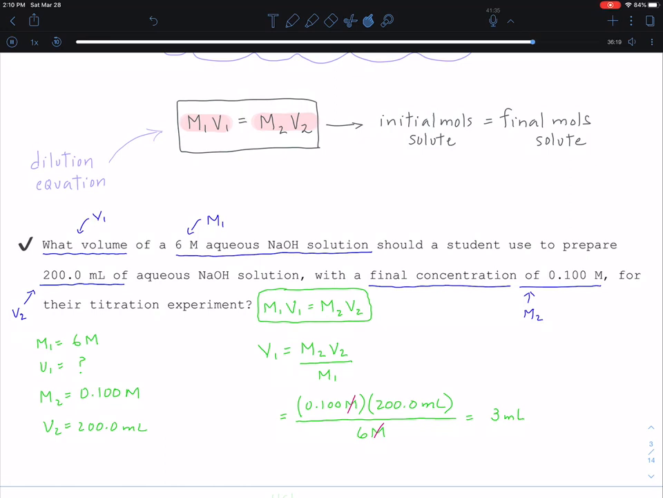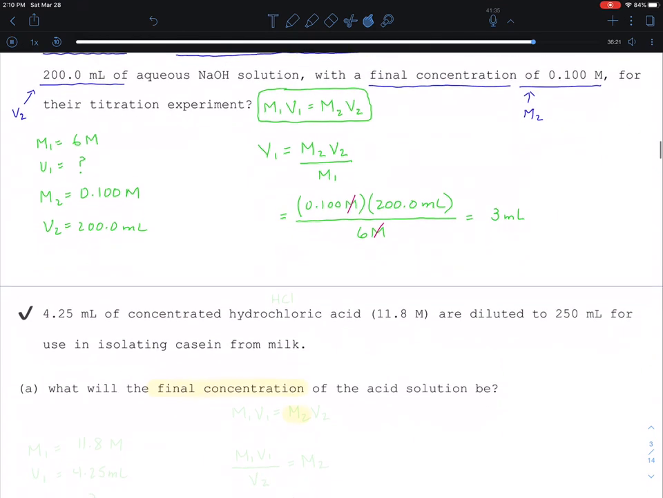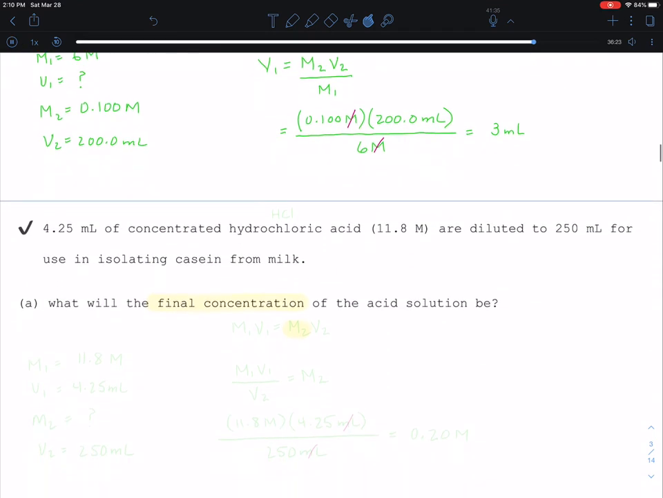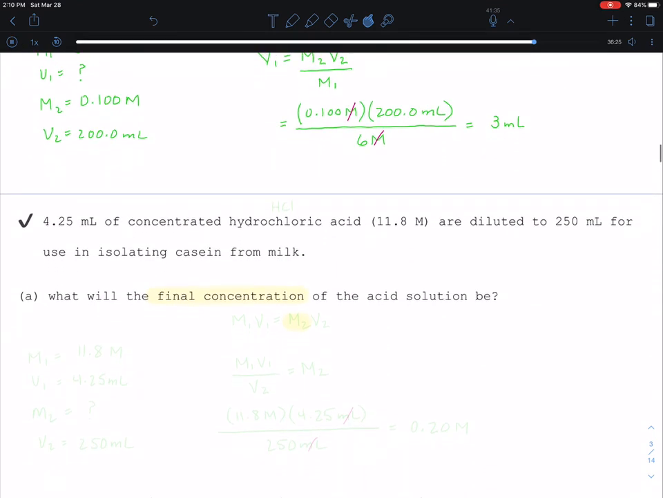Okay, let's try another one. So we've got a 4.25 milliliter sample of concentrated hydrochloric acid. And so I've given you the molarity, or the concentration, of concentrated hydrochloric acid. Because hydrogen chloride, by the way, is just HCl. And it's a gas, you guys, at room temperature.